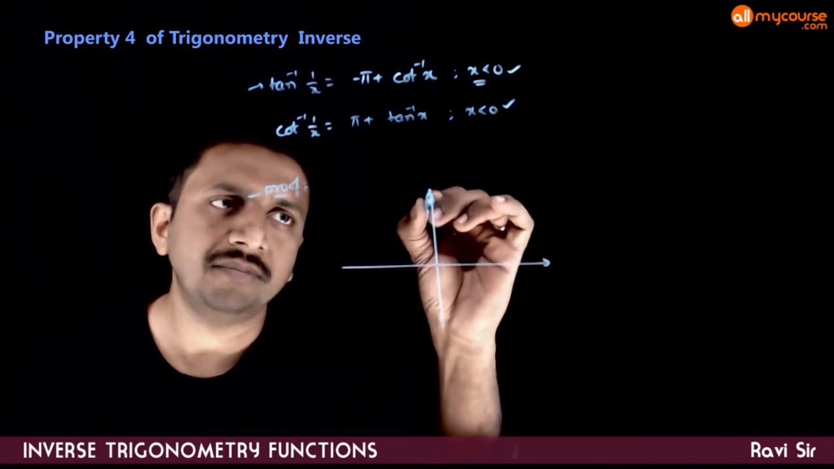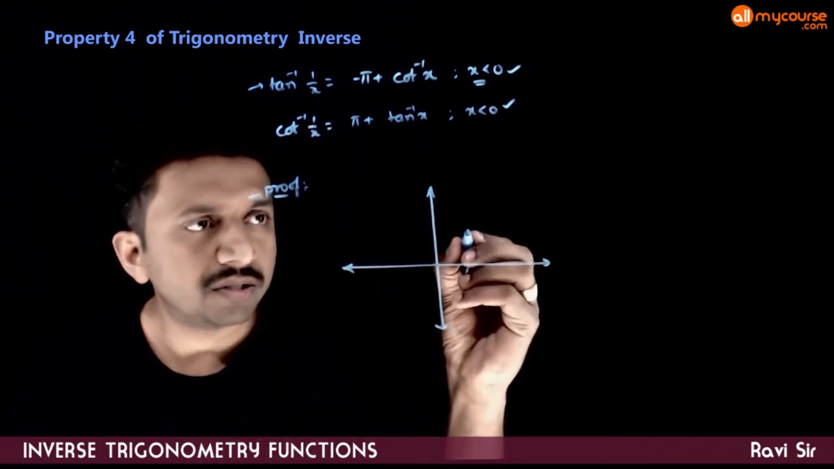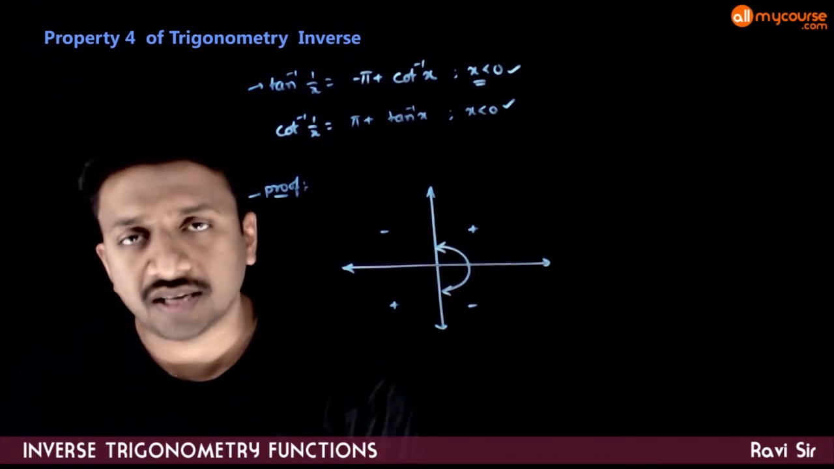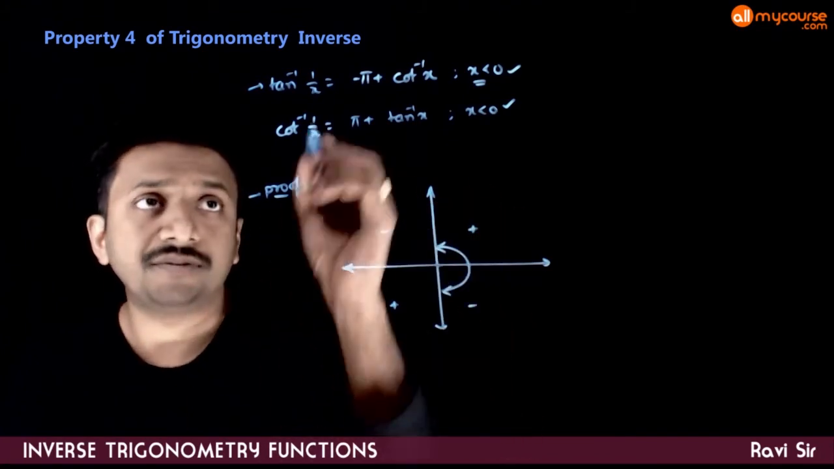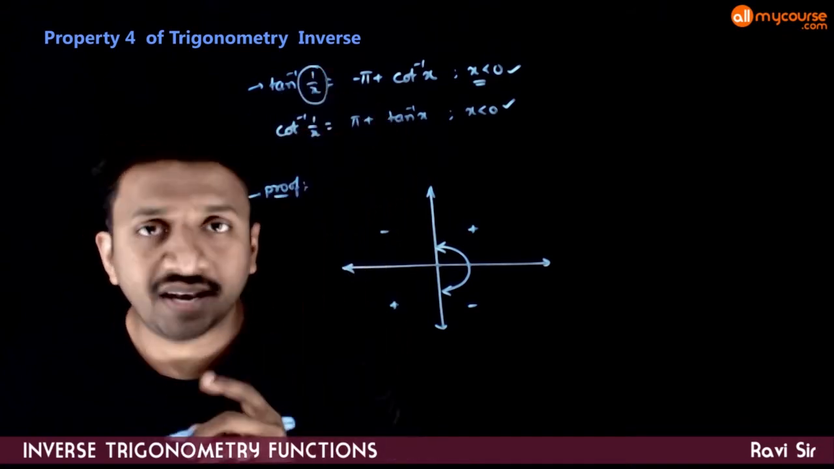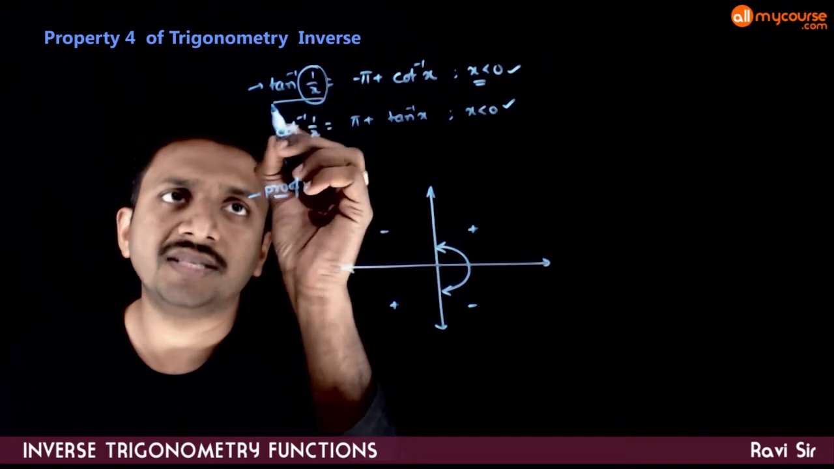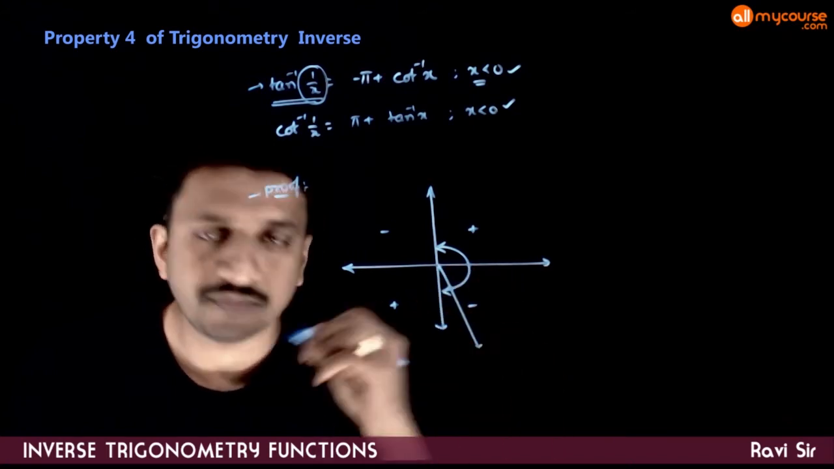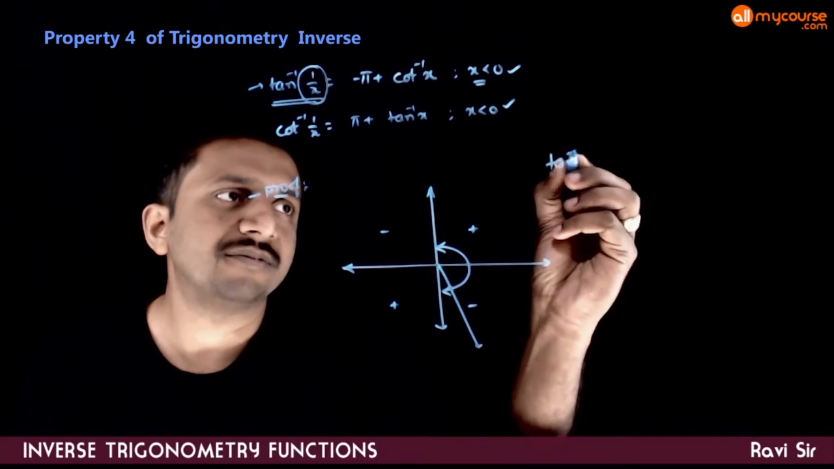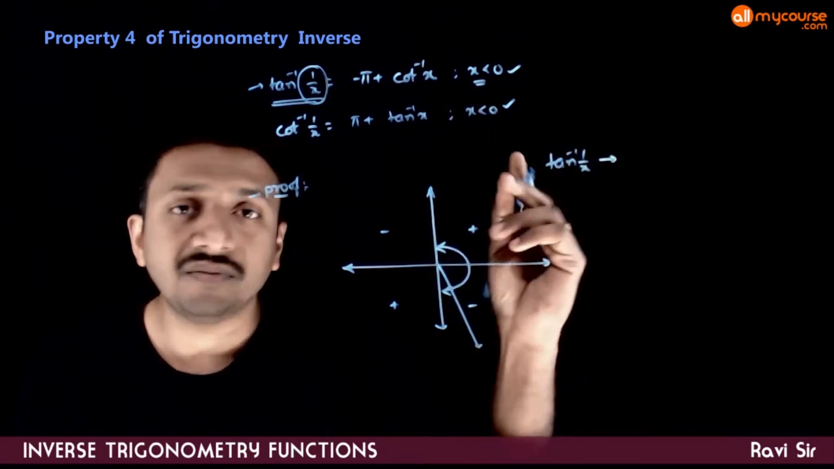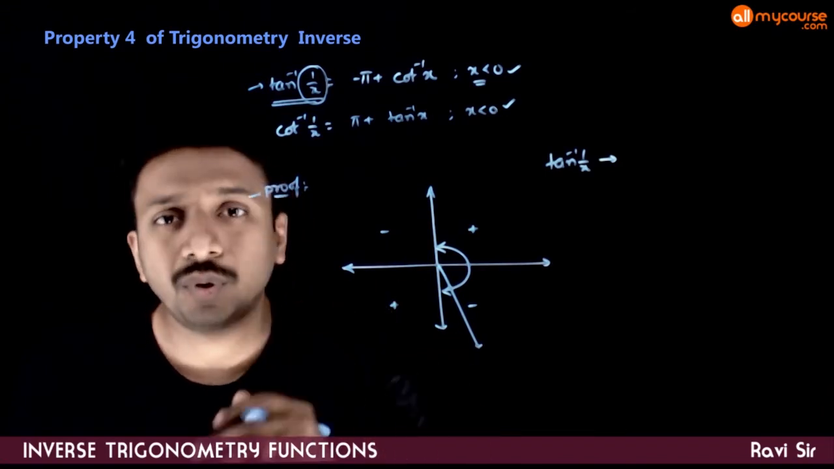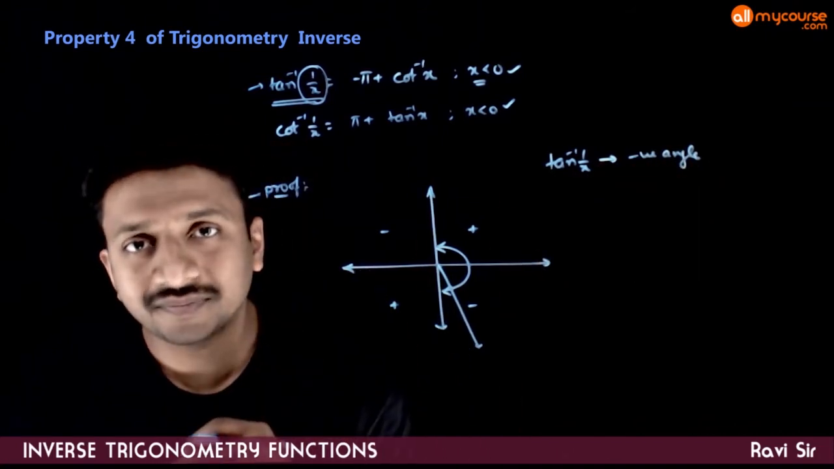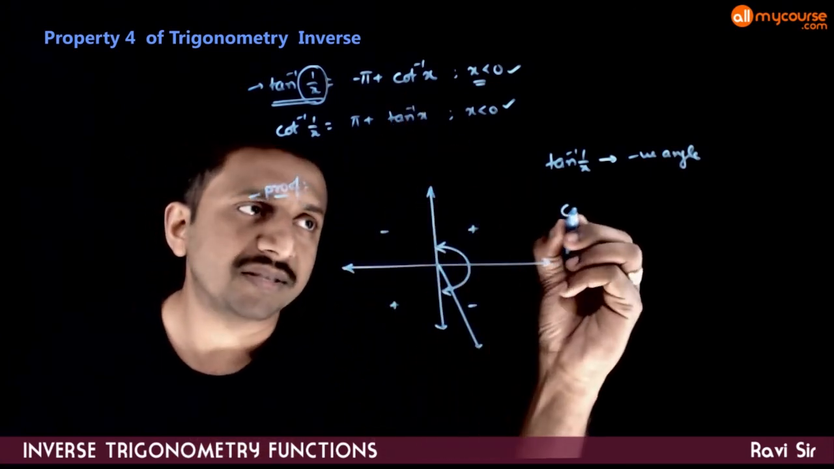If you draw the quadrant diagram for tan inverse, tan is positive in these two and negative in these two, and the range of tan inverse is minus pi by 2 to pi by 2. Now, if x is negative, obviously 1 by x is a negative number. So if a negative number goes inside tan inverse, the answer will be in which quadrant? The answer will be in the fourth quadrant. That is, if x is negative, tan inverse of 1 by x is in the fourth quadrant. That is, this is a negative angle in the fourth quadrant.